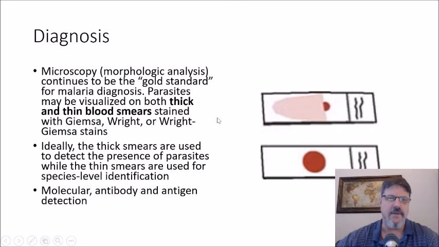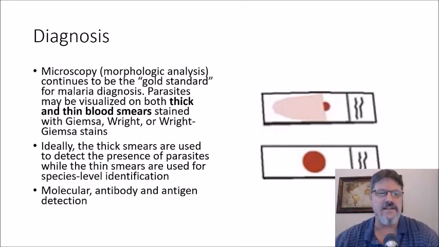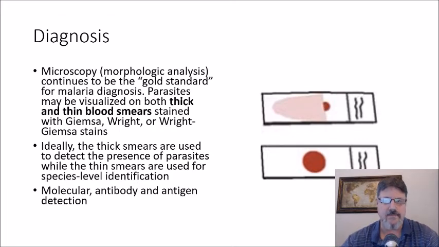Now, the diagnosis of malaria: the gold standard, the classic standard, is microscopy. The parasites can be visualized on both thick, here's your thick smear, and thin smears, stained with Giemsa or Wright-Giemsa stains. Ideally, the thick smears are used to detect the presence of the parasite. So you have this big, thick blob of blood here, multiple layers of RBCs. Those cells are going to be lysed, and you're looking just for the presence of malaria parasites. You won't be able to identify it most of the time. And that's what the thin smear is for.